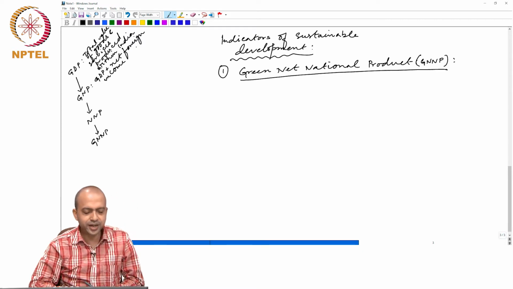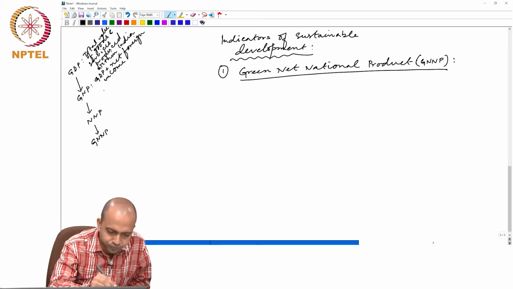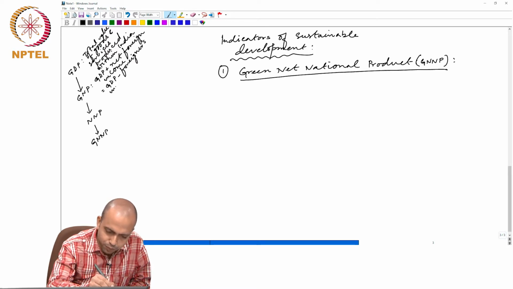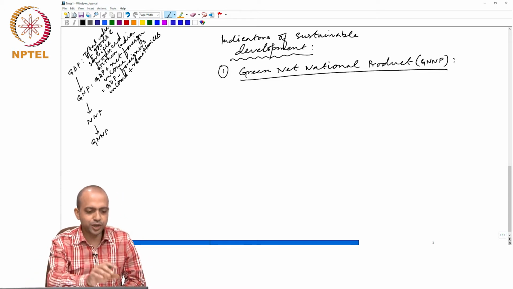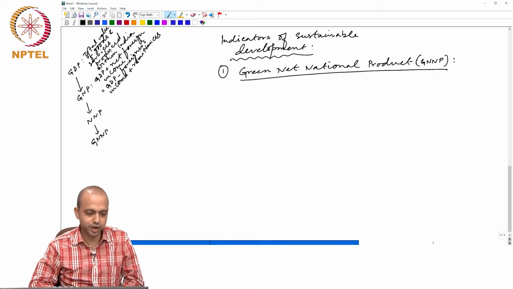Why is this called net? Because GNP equals GDP minus foreigners' income plus the remittances, and then we will get gross national product.